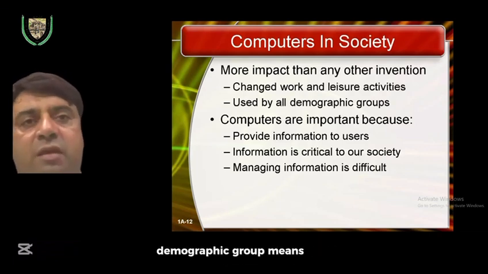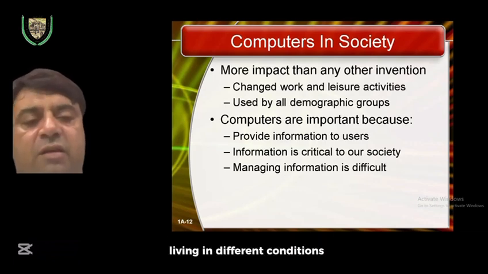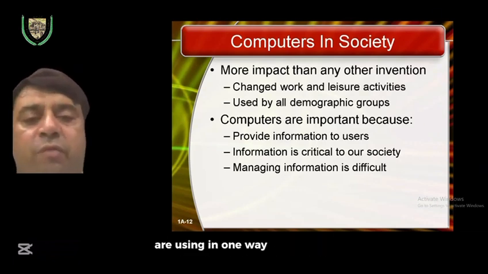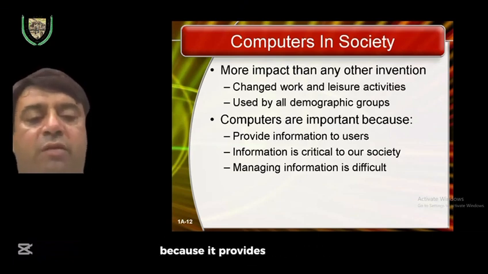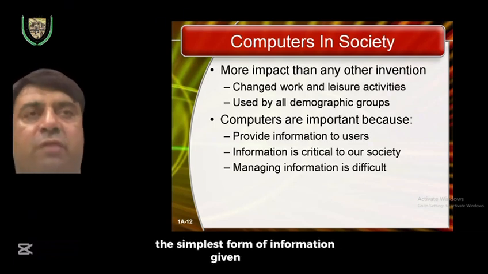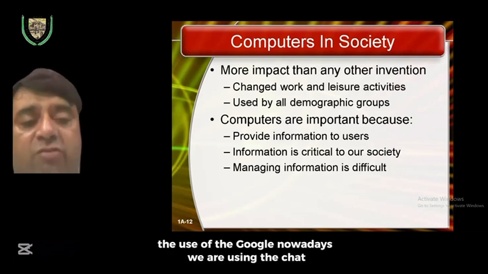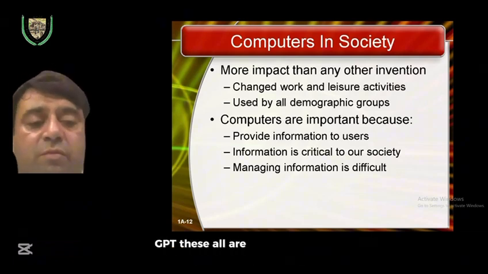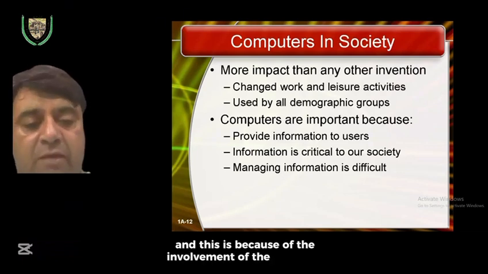Demographic groups means all the different types of people living in different conditions are using computers in one way or another. Computers are also important because they provide lots of information to users. The simplest form of information given to us is the use of Google. Nowadays we are using ChatGPT. These all provide us information, and this is because of the involvement of the computer.